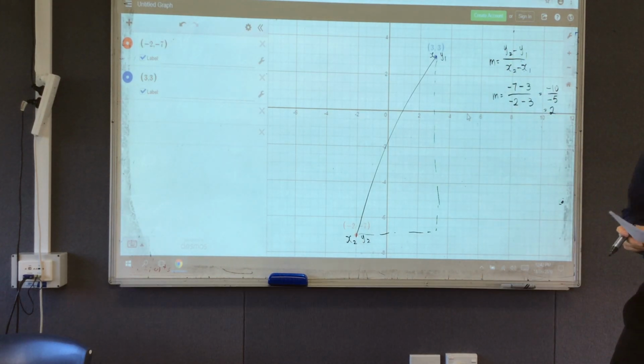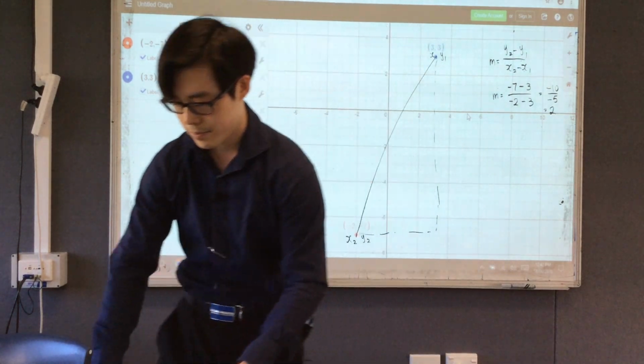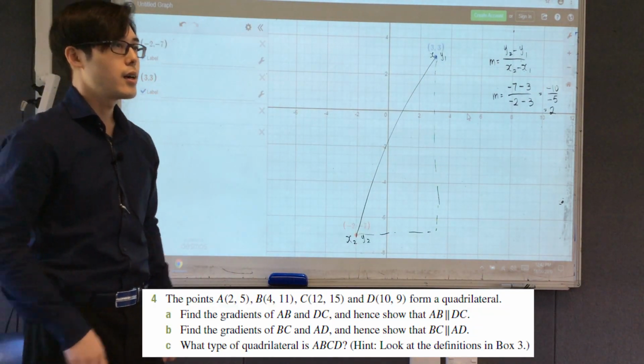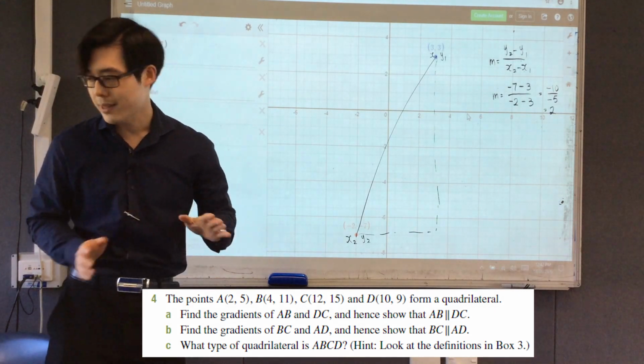Let's have a look at question 4 now. Sir, does it matter which one you label as x2 and y2? Like I said, no, it doesn't. Yep, you'll get the same answer.